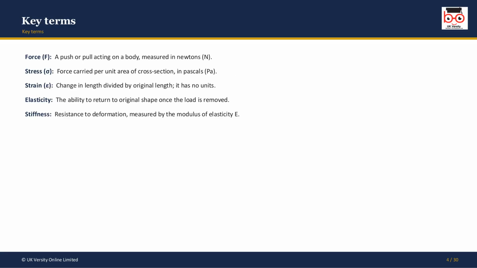Let's define our starting terms. Force is a push or pull on a body measured in newtons. Stress is the force carried per unit area of cross-section measured in pascals. Strain is the change in length divided by the original length, so it's just a ratio with no units. Elasticity is a material's ability to spring back to its original shape once the load comes off, and stiffness is its resistance to deforming in the first place, measured by the modulus of elasticity, E.